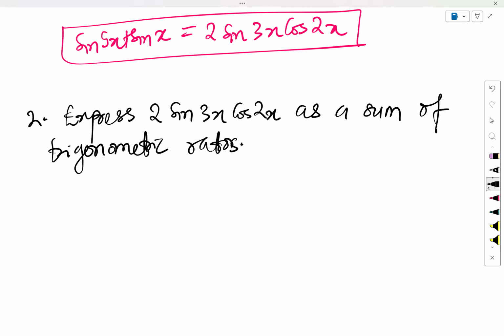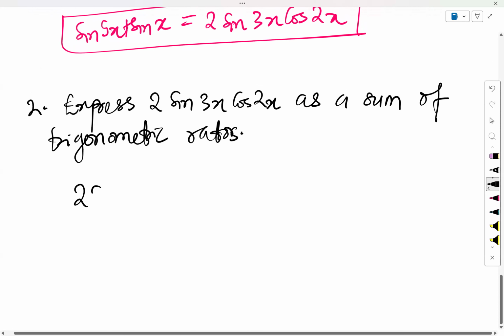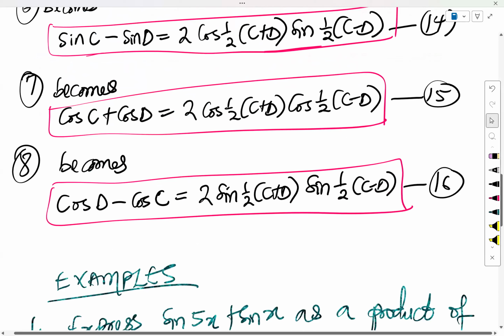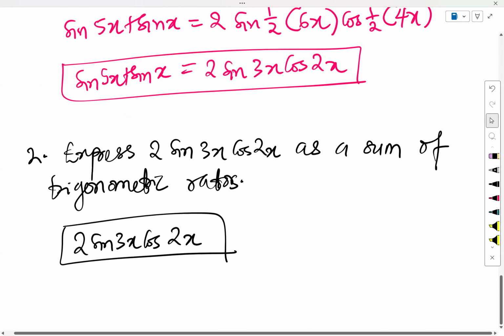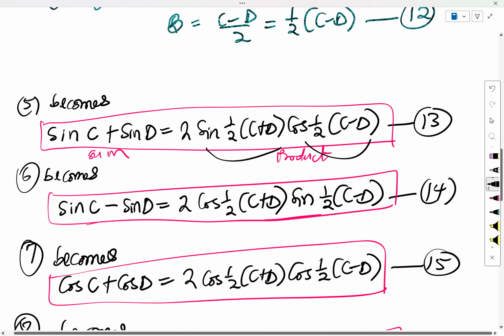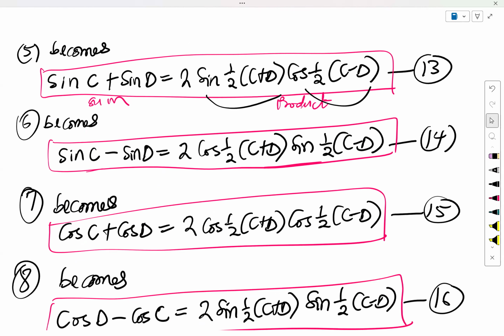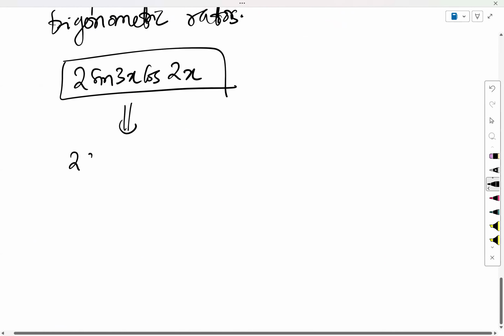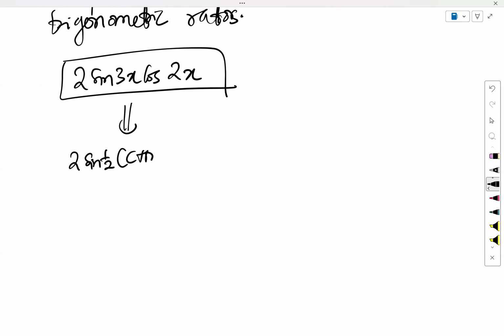Okay. So again, we have 2 sine 3x cos 2x. On the product side, what does this look like? If you go to all the 4 expressions we have, we have sine and cos, right? Sine something, cos something. And that relates to that expression as we have it. So this is similar to where we have 2 sine half C plus D cos half C minus D, which is the same thing as sine C plus sine D.